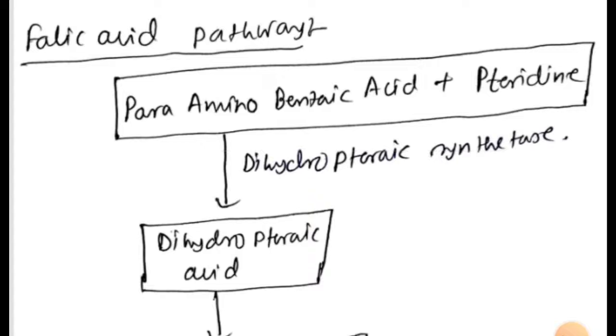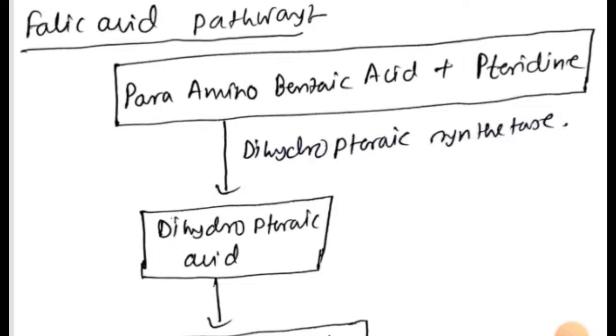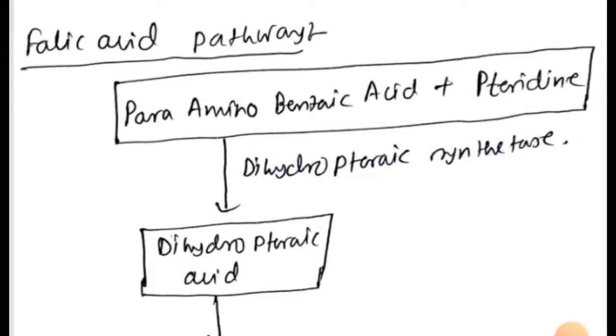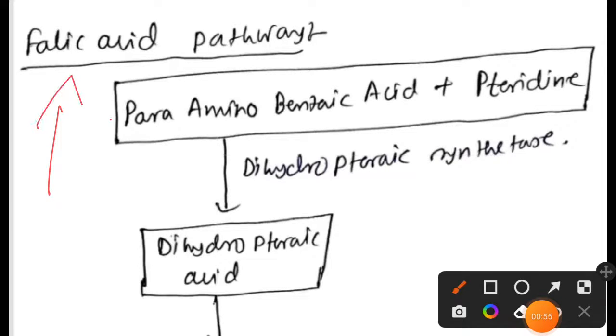Bacteria use this pathway to produce or construct purine and pyrimidine. I hope you all know what purine and pyrimidine are. They are the building blocks of nucleic acid, right? So before DNA synthesis, the bacteria's folic acid pathway must work properly. Otherwise the building blocks will not be there, with the help of which DNA polymerase produces the DNA. That is why the folic acid pathway is an important pathway of the bacteria.